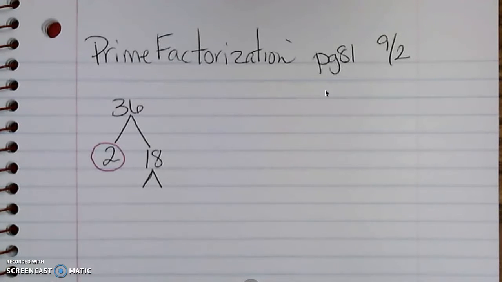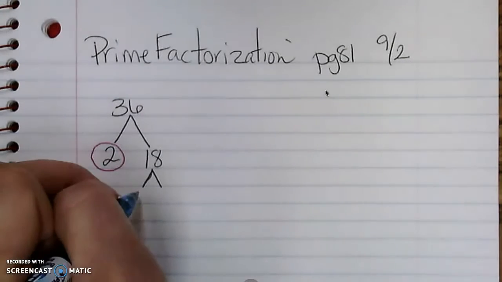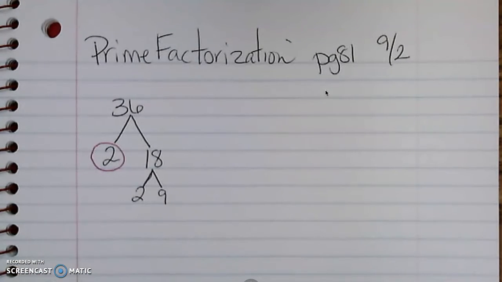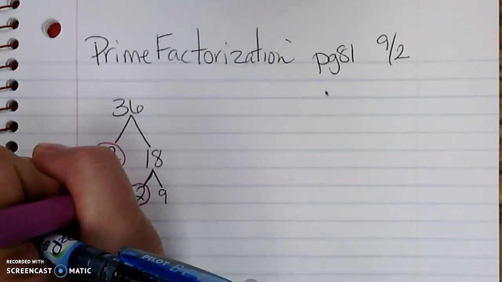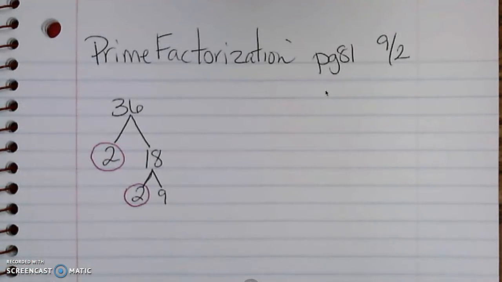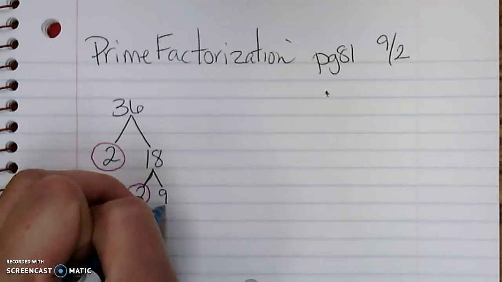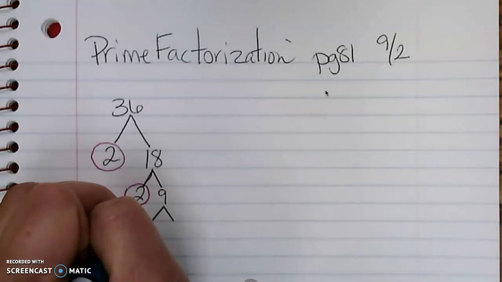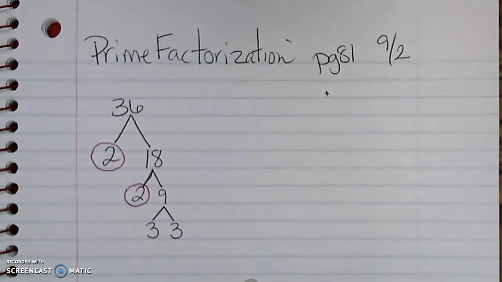So I have to think, what is a factor pair of 18? I'm going to say that I can make 18 by doing 2 times 9. Again, I have a prime number in that pair. 2 is a prime number, so I'm going to circle it. But 9 is composite, so I have to break it down even further. I'm going to make my tree branches come off 9, and I'm going to think, what is a factor pair of 9? I think that I can make 9 by doing 3 times 3.